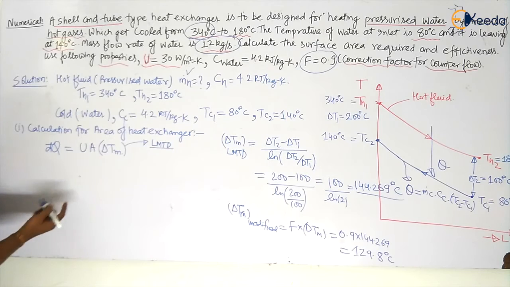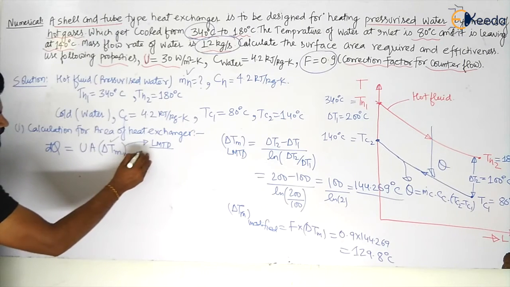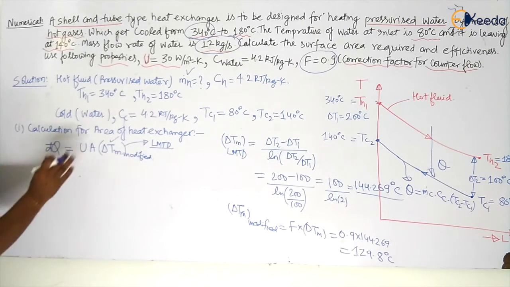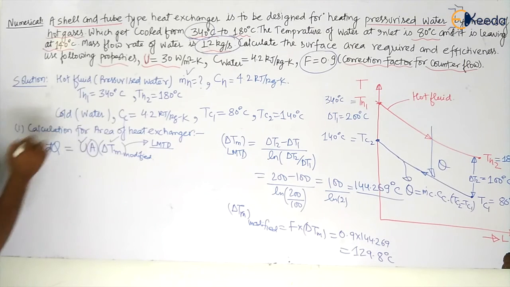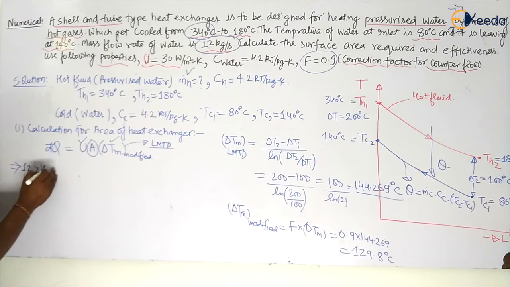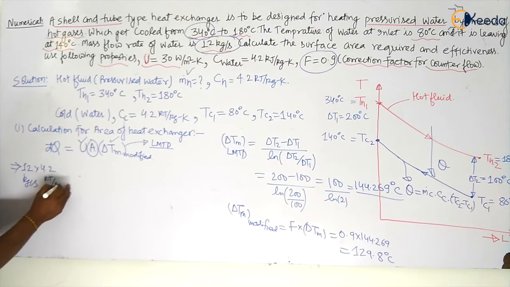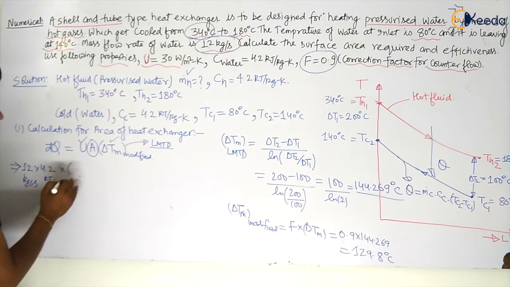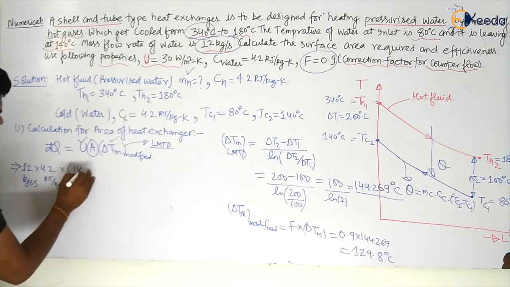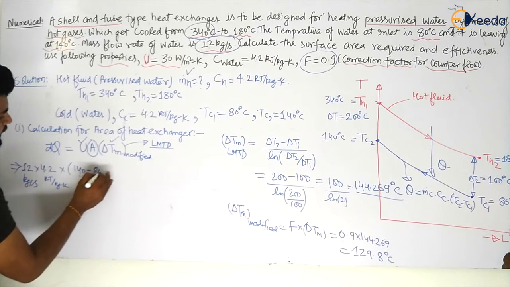Let us calculate it, because delta Tm modified we have already calculated with the correction factor. We want to calculate the area. U we know. So Q will be given by m dot C, which is your 12 kg per second, multiplied by C, that is 4.2 kilojoule per kg Kelvin. Units are important, I am telling you again and again, because you will make the mistake, I know. Because Tc2 minus Tc1: what is Tc2? 140 minus 80 degrees Celsius, my dear students.